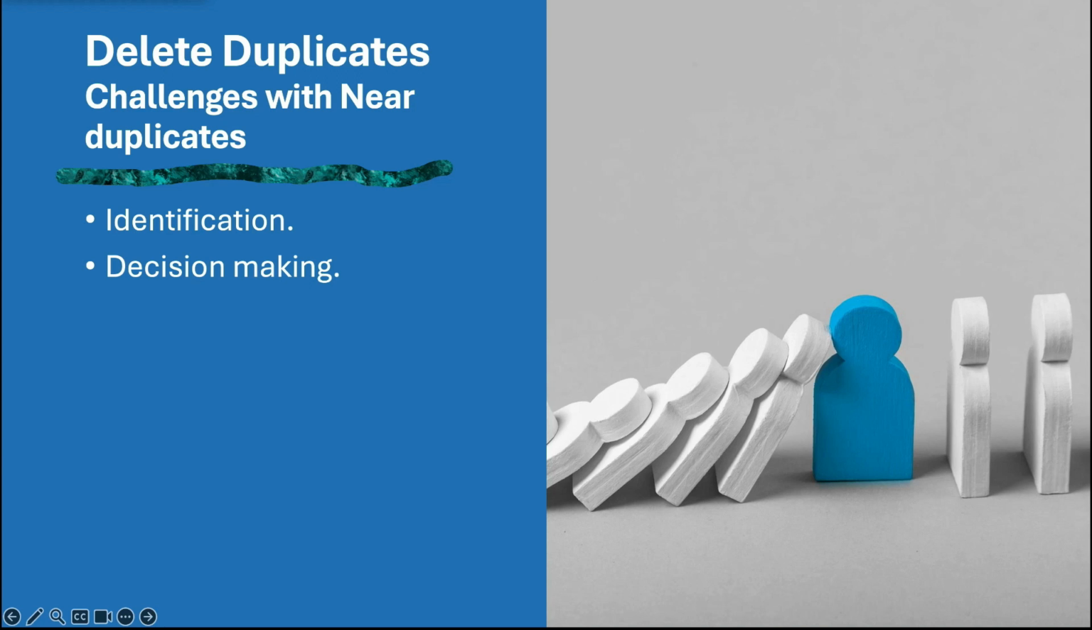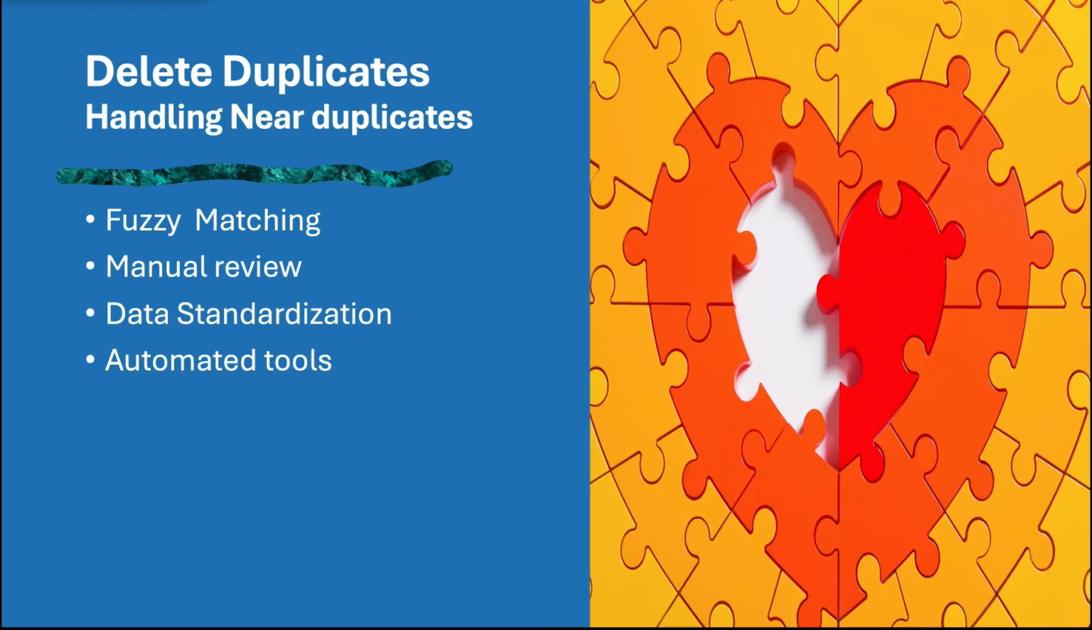Detecting near duplicates can be challenging. It often requires more sophisticated techniques than simple duplicate detection. Tools like fuzzy matching, similarity scores, or machine learning algorithms are often used. After identifying near duplicates, we must make a decision about how to handle them. We can either merge records, choose one record, or flag them for manual review, especially when merging could lead to data loss.